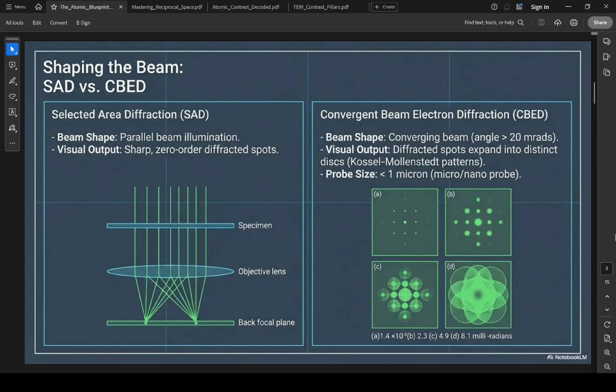And since it's convergent, the probe size reduces. It goes to much lower than 1 micron, hence why it's called a nano probe. You can see here that as the convergence angle is increasing from 2 to 8.1 milliradian, each spot has increased in size to become a disk, which is now overlapping.